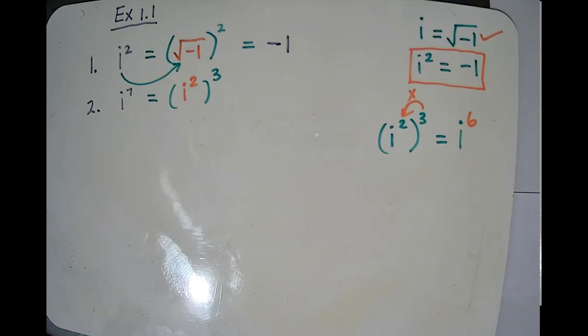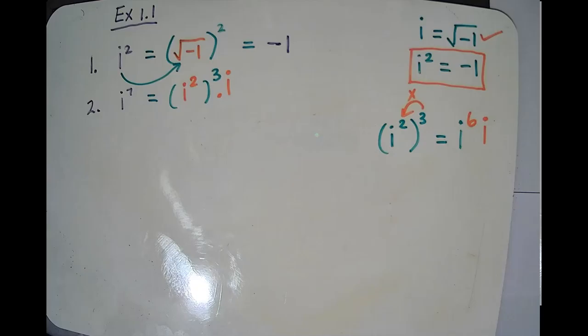So notice in that question, the question was i to the 7. So i to the power 7. We only have i to the 6, which means we are short of 1 i. So times i. If we add up the powers now, i to the 6 plus i to the 1 will give us i to the 7. So at this point, the left hand side is equal to the right hand side.